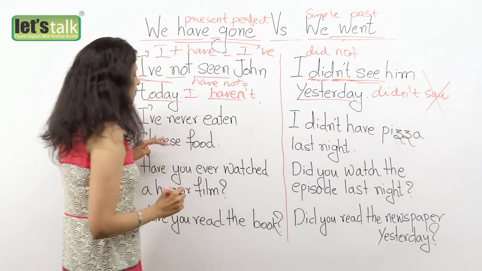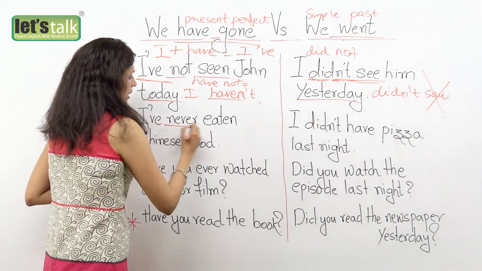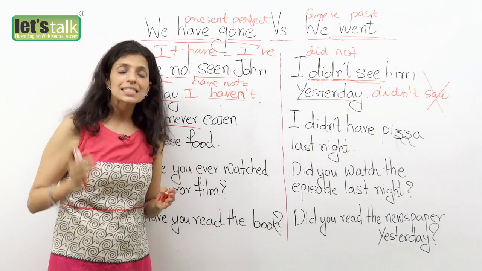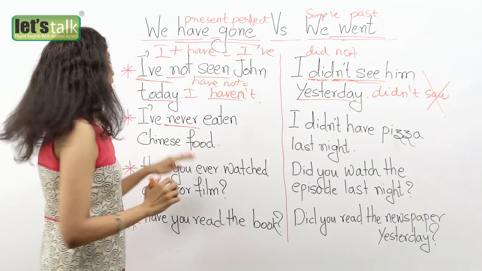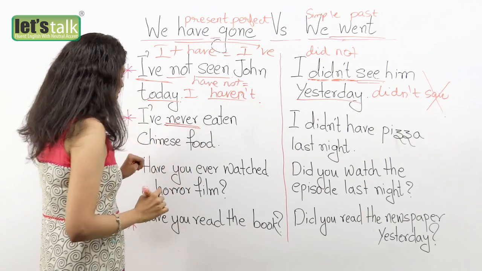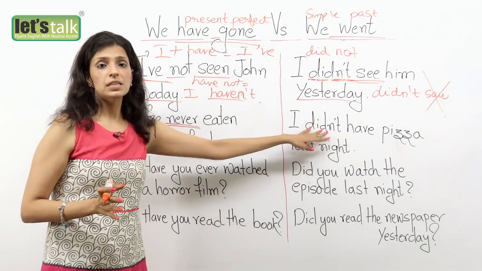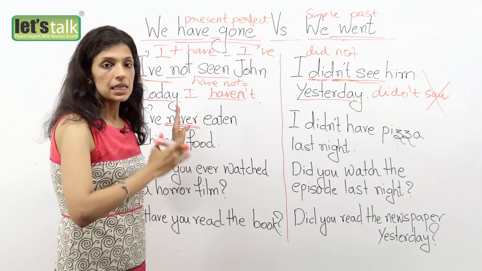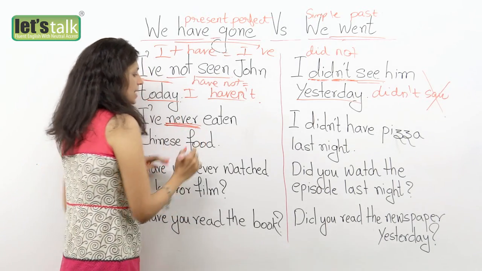Okay. I've never eaten Chinese food. Never. Now, never does not mean that I will never eat in the future. It just means up till now, up to date, till today, I have never eaten. It's weird to say I never ate Chinese food. Okay, you do not put it in the simple past because here you're talking about a time period till today, till the present. Okay, so you always use never.